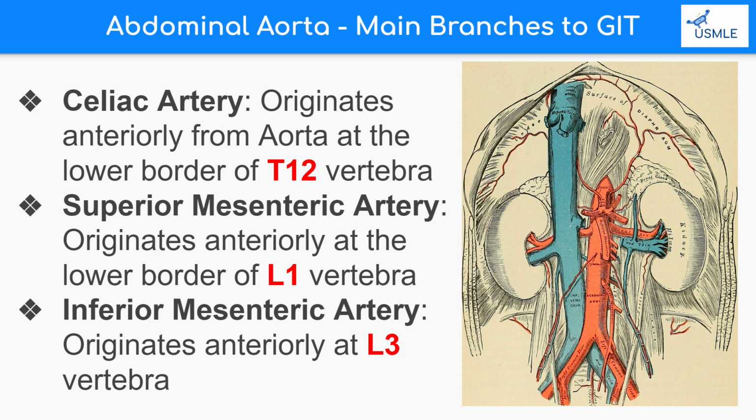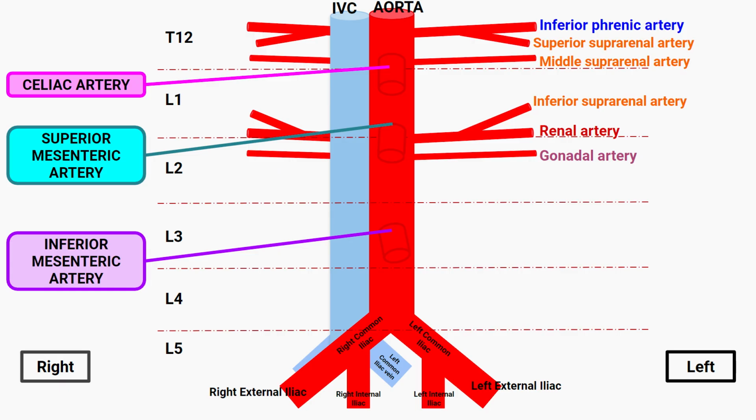Arterial supply is very high yield, and it is beneficial to know from where each artery originates and what their branches are. So the celiac artery originates anteriorly from the aorta at the lower border of the D12 vertebra. The superior mesenteric artery originates anteriorly at the lower border of L1 vertebra, whereas the inferior mesenteric artery originates anteriorly at the L3 vertebra. This image is helpful to understand how branches of the aorta look. As you can see, all the branches to the GIT are single and central, while others are lateral and paired. Memorize the location of all these vessels labeled in the diagram.